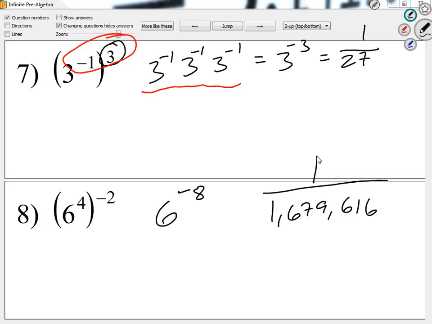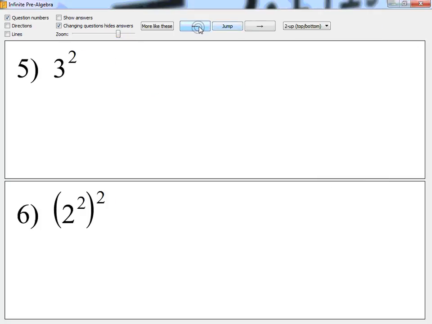Alright. And then some questions, like the first 2, were just a little review of what we've been looking at: 7 to the 4th, and then 8 to the 2nd, and so on and so forth. Any questions on the worksheet? No? Simple.